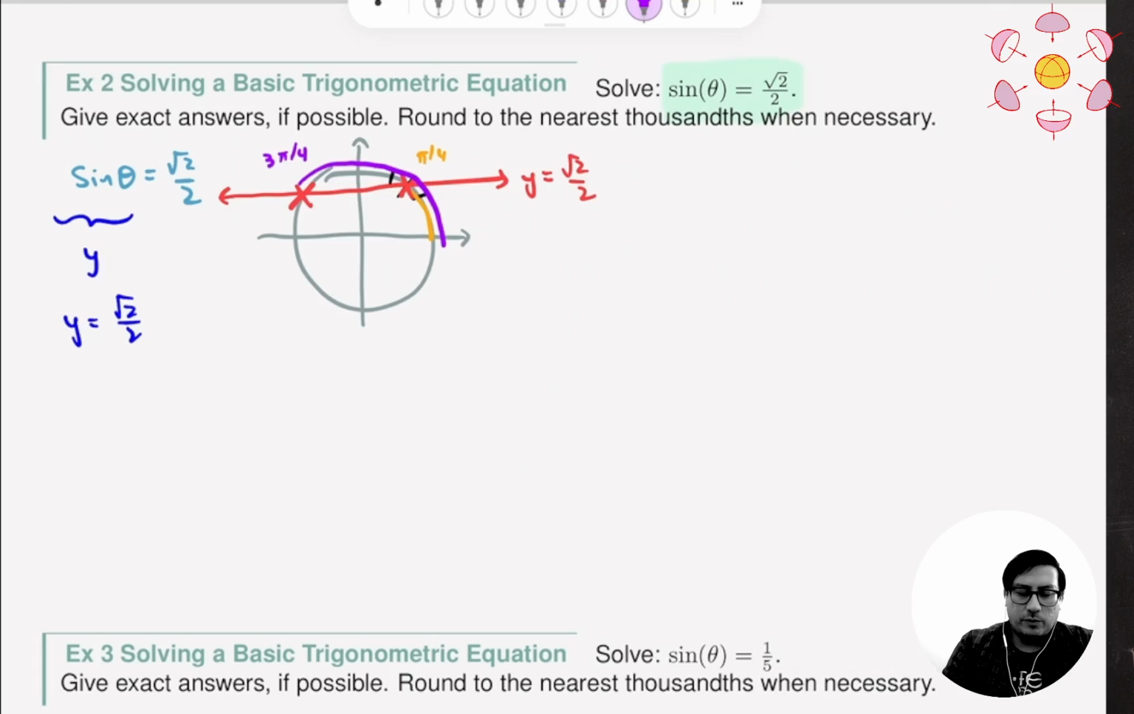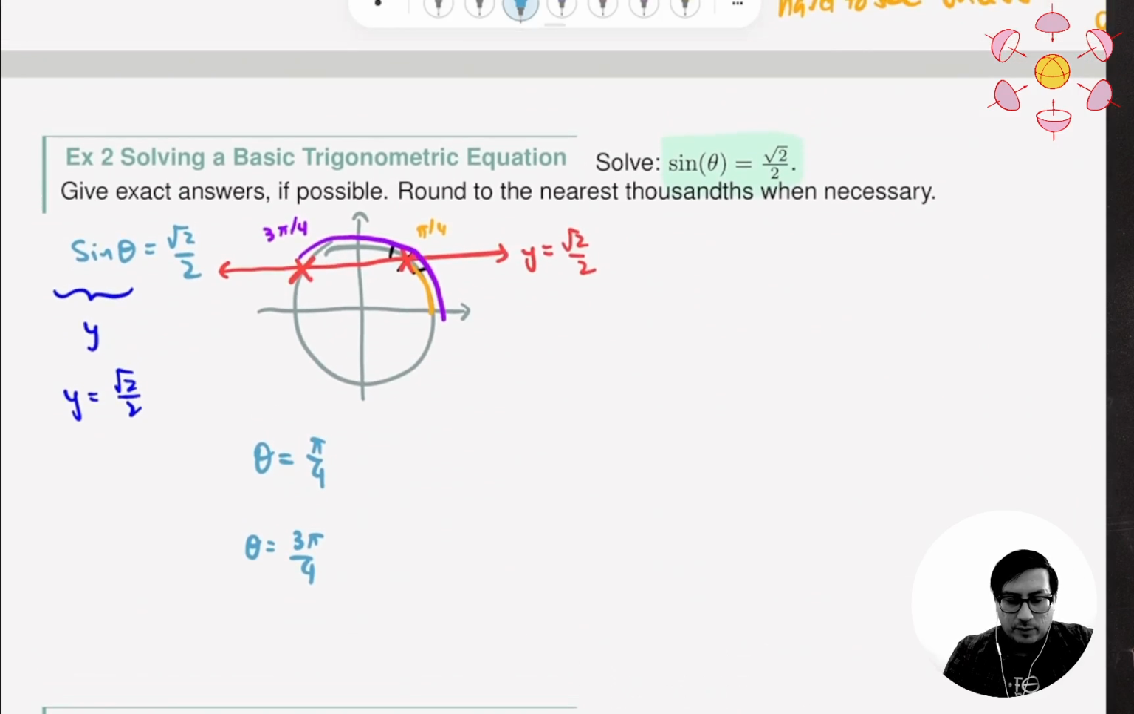Okay, so those are the two solutions that we're going to have in the interval from 0 to 2 pi. So visually we're going to have theta is equal to pi over 4, theta is equal to 3 pi over 4. Then we have to think, okay, how many solutions do we need? Do we need just one solution or infinitely many? Since it just says solve with no further instructions, we should interpret that as to find all solutions.